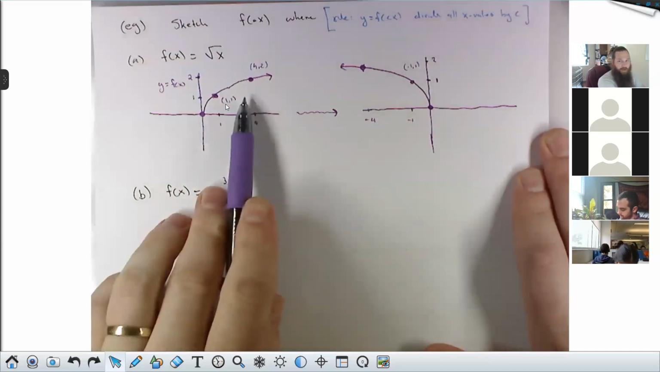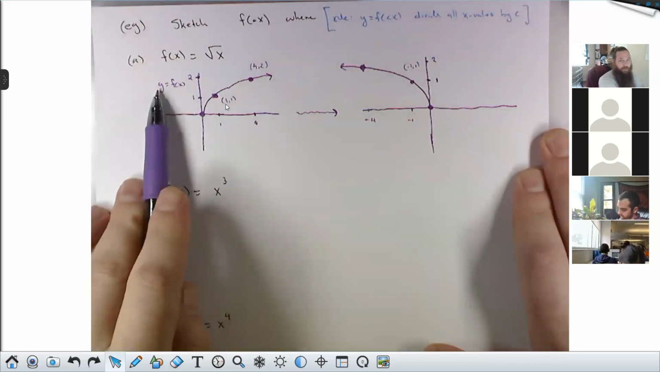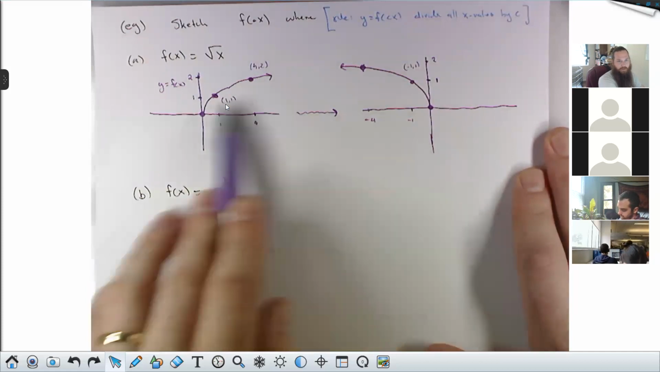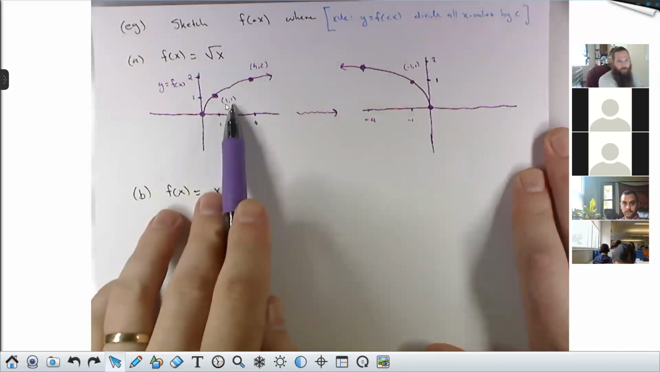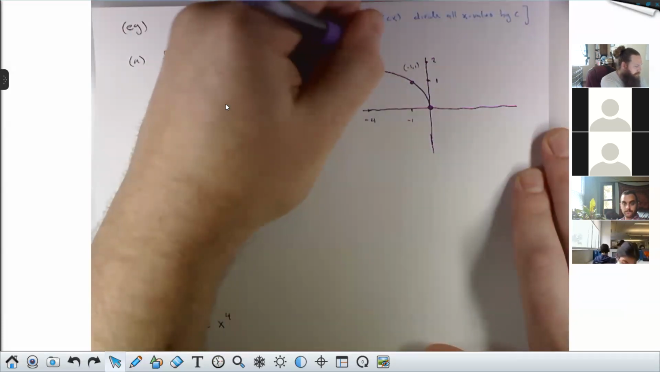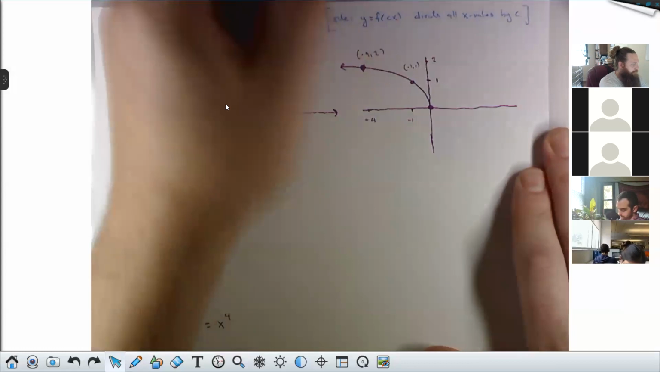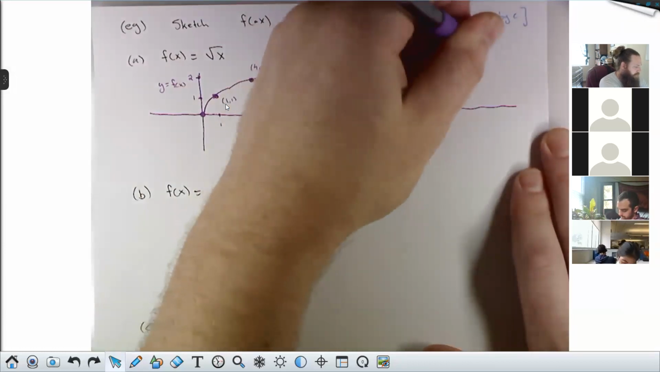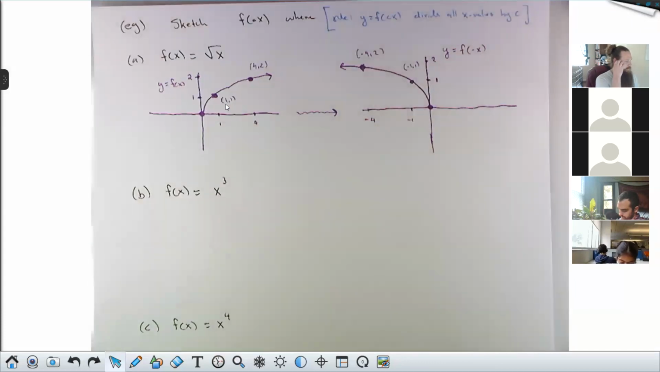So when I flip this guy over the y-axis, when I flip him horizontally, he's going to turn into this guy. (0, 0) stays (0, 0). (1, 1) becomes (-1, 1). And (4, 2) becomes (-4, 2). So this is the graph y equals f of -x, which is the one we wanted.